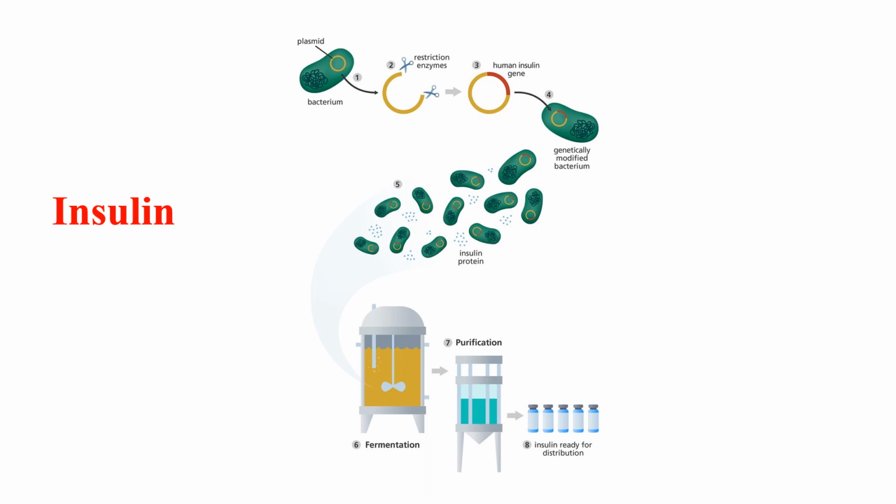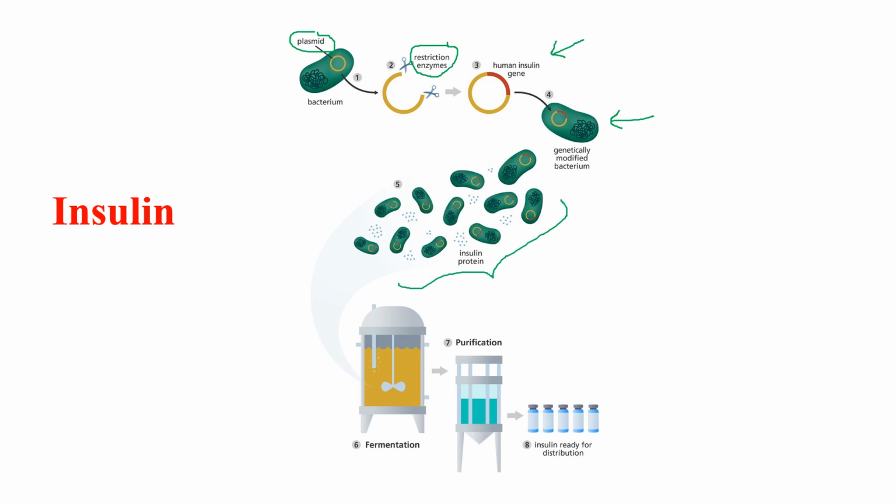Let us now go through the genetic engineering process. First step is to extract plasmid from the bacterial cell. A small section is then cut out of the circular plasmid by restriction enzymes. Now, the gene for human insulin is inserted into the gap in the plasmid. The plasmid is now genetically modified. Next step is to introduce this genetically modified plasmid into a bacterial cell. This cell then divides rapidly and starts making insulin.